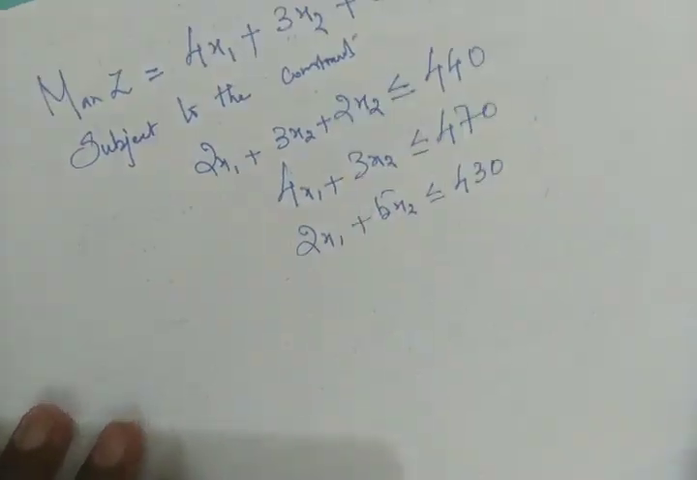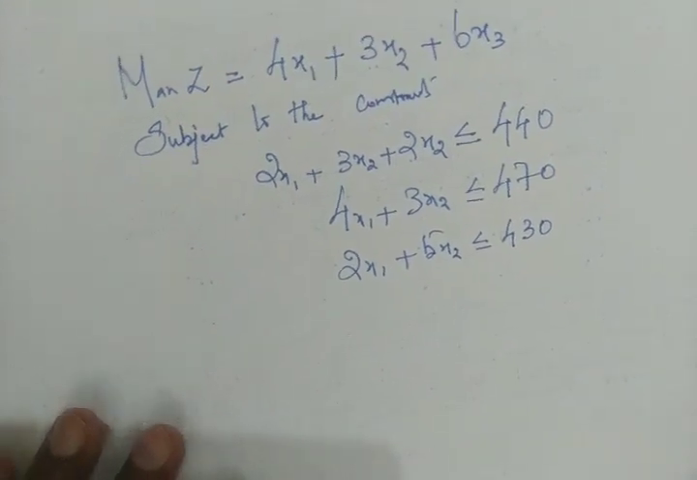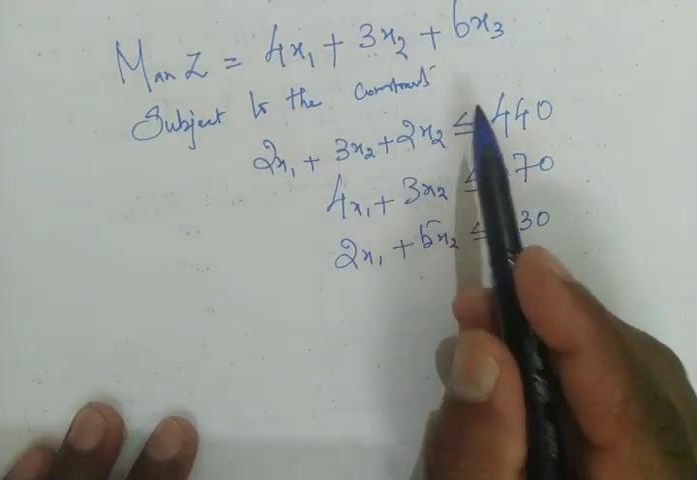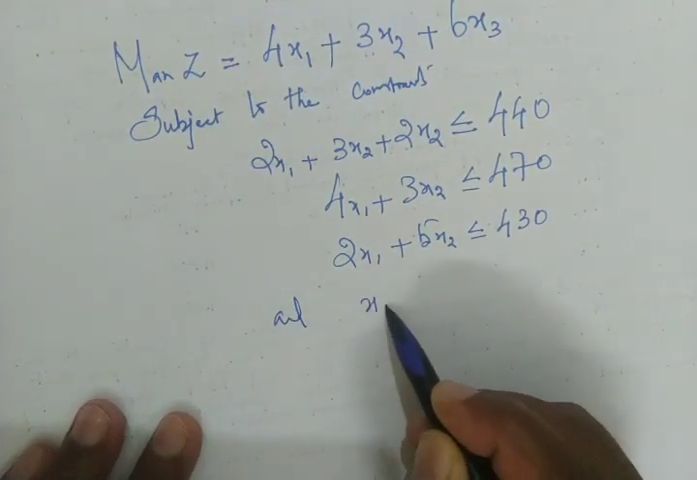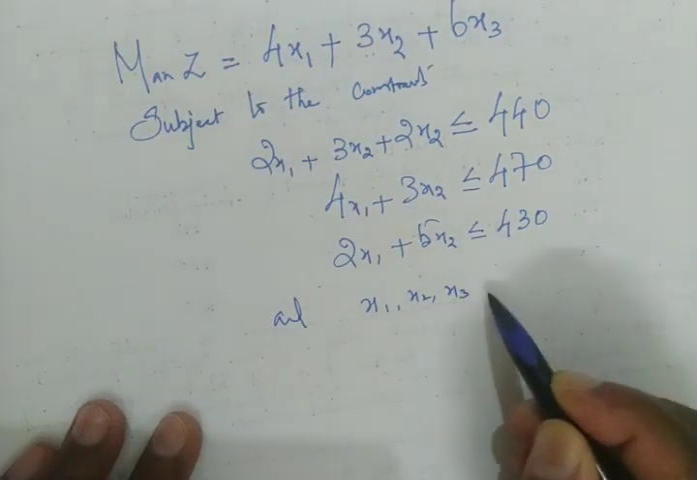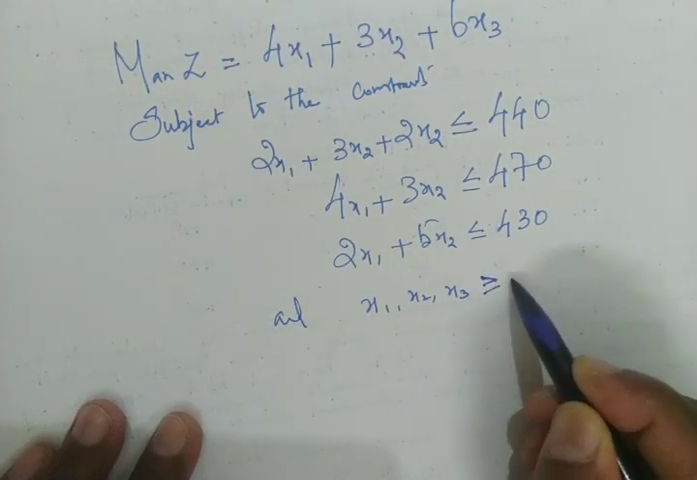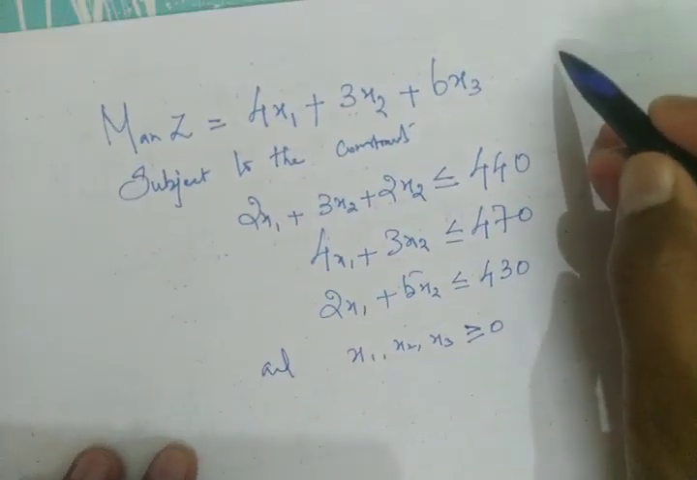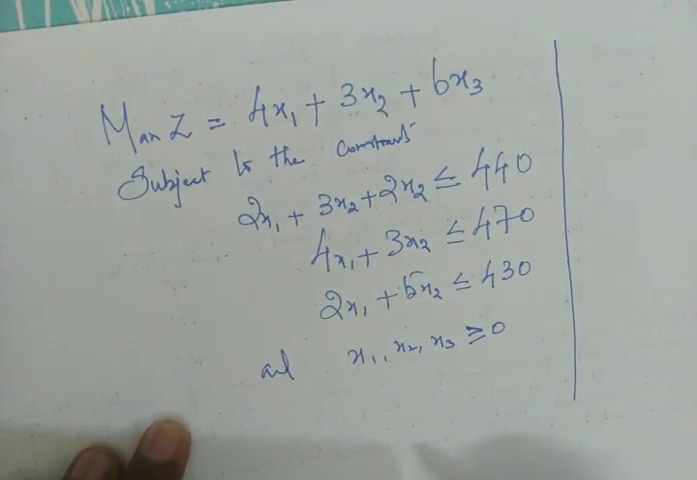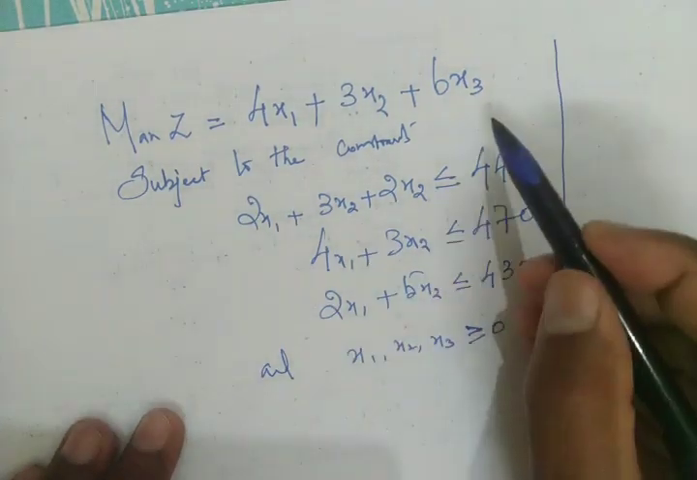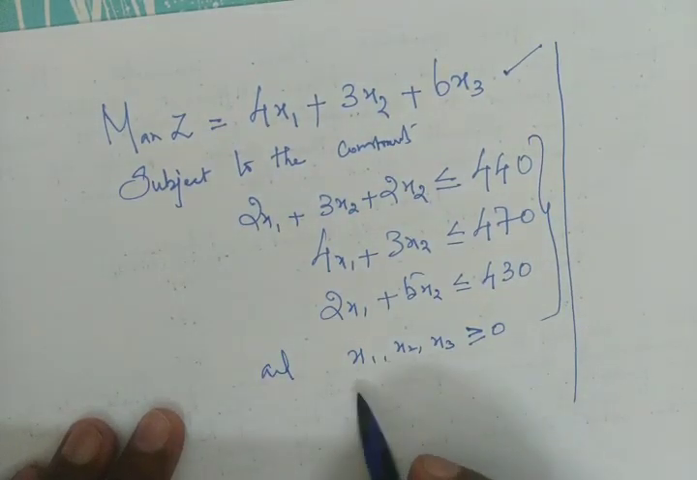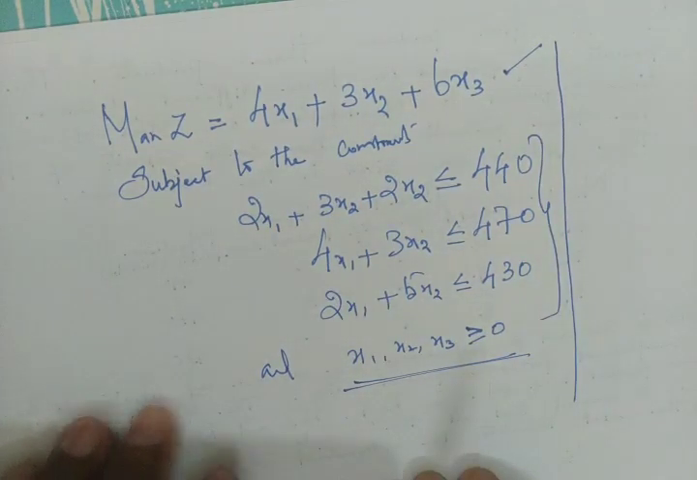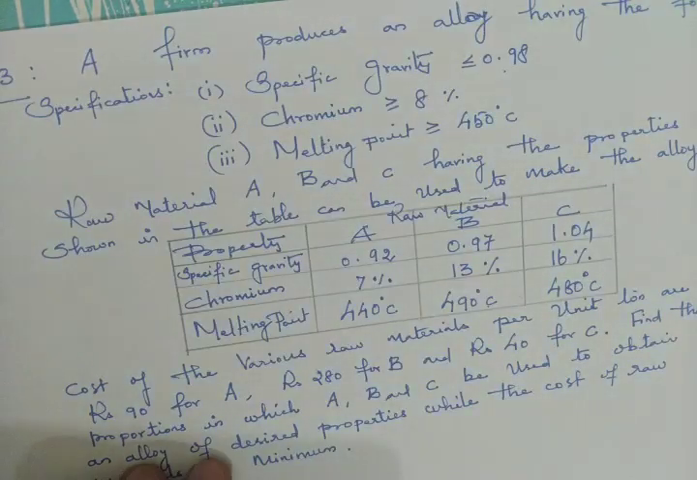Now after that, as I told you very clearly, in the final line you mention that the decision variables should always be non-negative. That's why you mention this last line here: x1, x2, x3 are always positive, that is, greater than or equal to 0. This model is the general mathematical model of a linear programming problem: the objective function, followed by the constraints and the decision variables being non-negative. This is the mathematical model of LPP. Followed by the third problem.